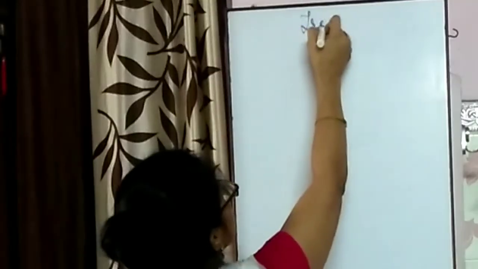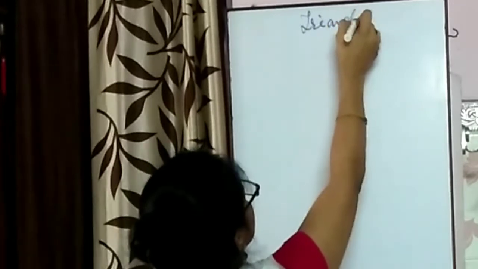Today's session is for class 9, the chapter Triangles. Already I have done one exercise, 7.1. So today I'll do a few theorems and a few sums of the exercise. So let's start the chapter Triangles.